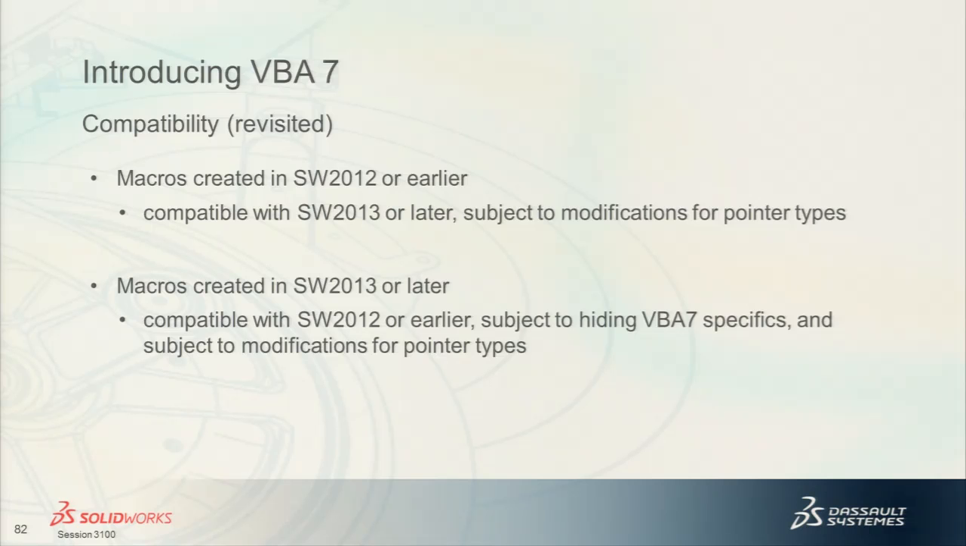Okay, so we have to think again about this whole compatibility statement we've made earlier. So yes, your macros created in 2012 or earlier are compatible, but you have to make some changes. So you have to accommodate for these pointer types if you use them. The other way around, if you wrote your macro in 2013 and you want to go back, again, you have to change things for the pointers, but also if you use something which is specific to VBA 7, like the PtrSafe keyword or the LongLong integer. So there is work to be done.